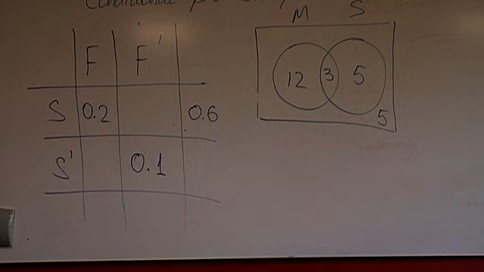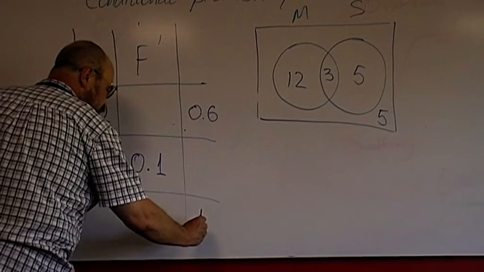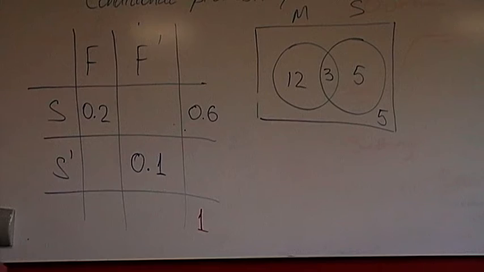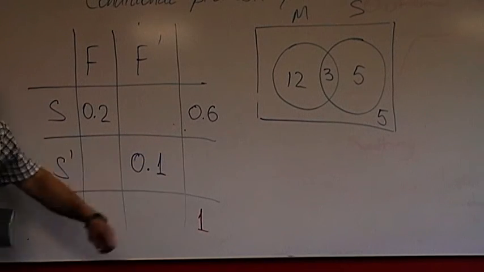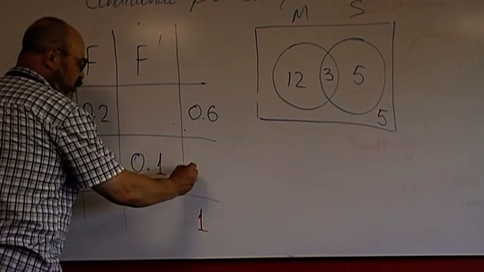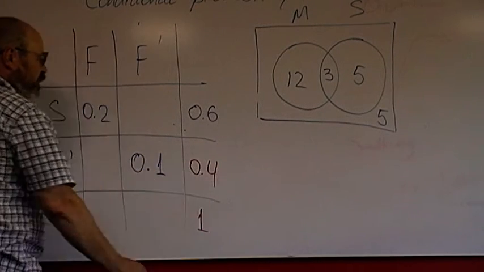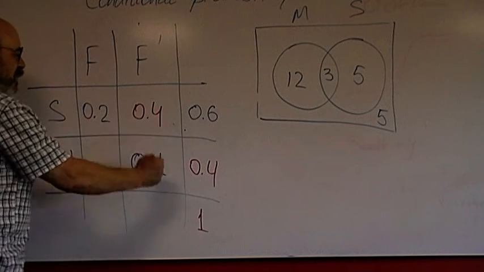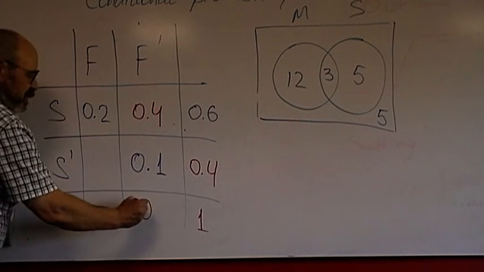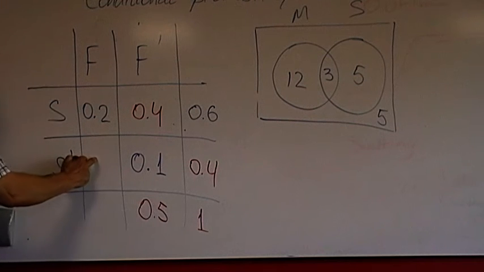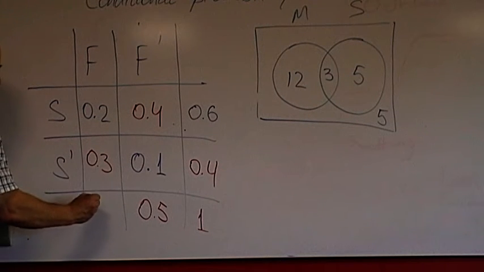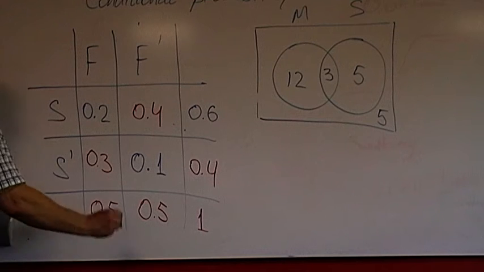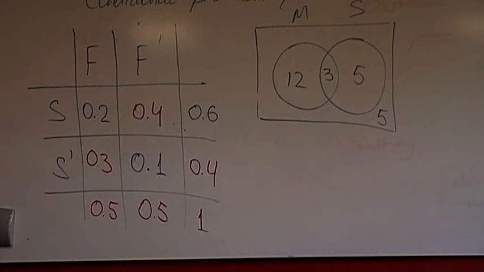So total probability should add up to 1. If it's 1, what should be here? 0.4. Because that should add up to 1. What should be here? 0.4. Yeah, 0.4. So what should be here? 0.5. What should be here? 0.3. And here? 0.5.